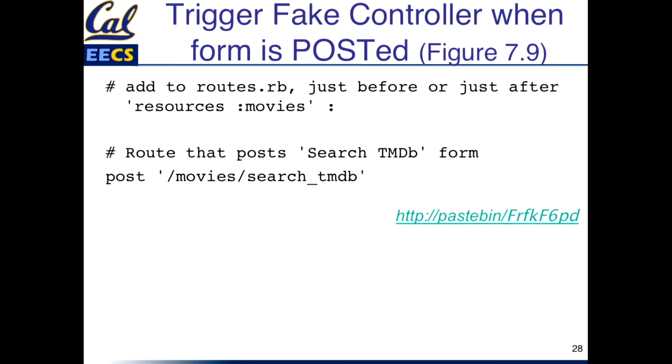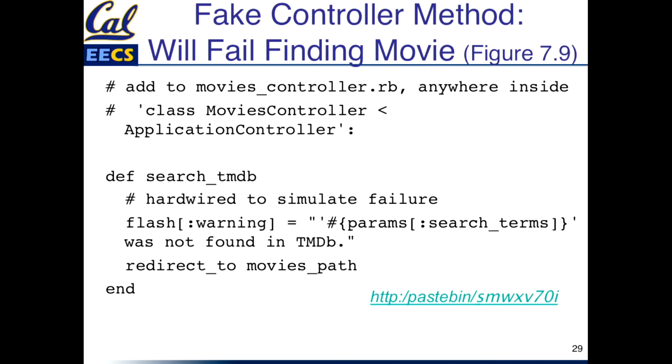So this is going to be the route that we need to make the connection. Right here, we're going to add this to routes.rb. And then here's our dummy method, and you can see just what Armando talked about. We're going to use the flash, as a warning rather than a notice, and it's going to give the error message there. And this is our method that we're going to do that. All right.